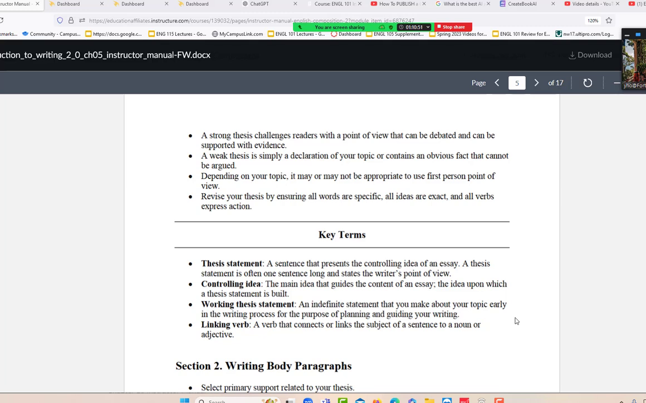A weak thesis is simply a declaration of your topic or contains an obvious fact that cannot be argued. Depending on your topic, it may or may not be appropriate to use first-person case. Revise your thesis by ensuring all words are specific, all ideas are exact, and all verbs express action.